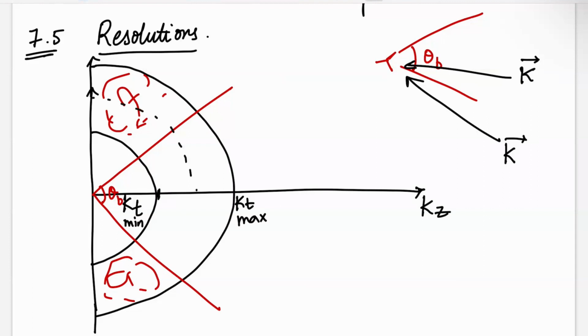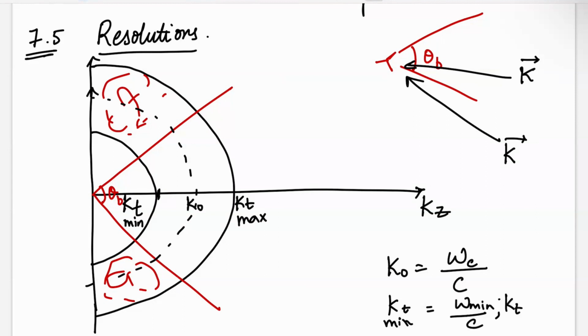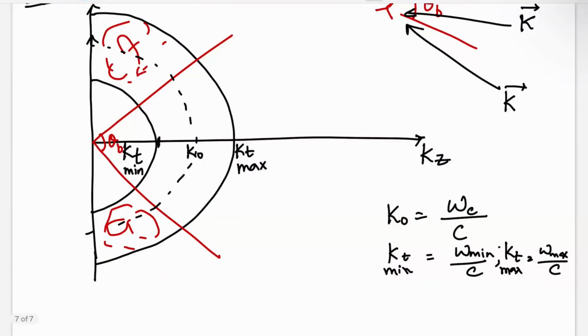Let's assume this is K naught, where K naught is omega center divided by C. KT min is omega min divided by C, and KT max is omega max divided by C. Omega max and omega min are the highest and lowest frequency in radians per second.